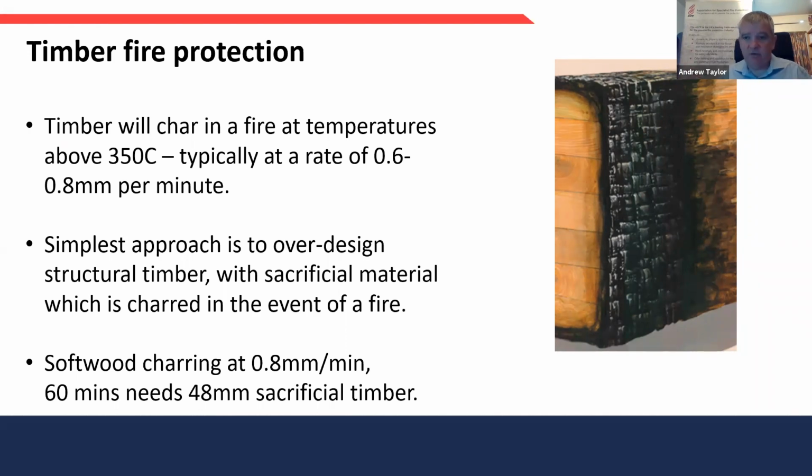If you had a softwood that chars at a known rate of around 0.8 millimeters per minute, and you want 60 minutes structural resistance, you make sure that the member is over specified to the tune of 48 millimeters all round, and then you've dealt with the softwood, you've dealt with your fire protection, and that's how it works. That's a really simple process.